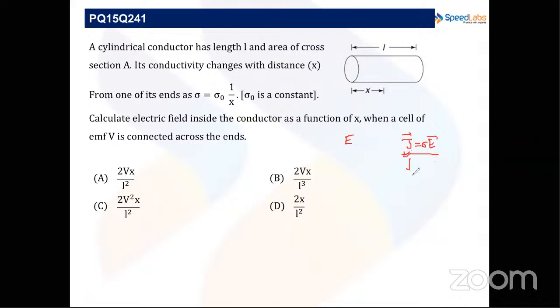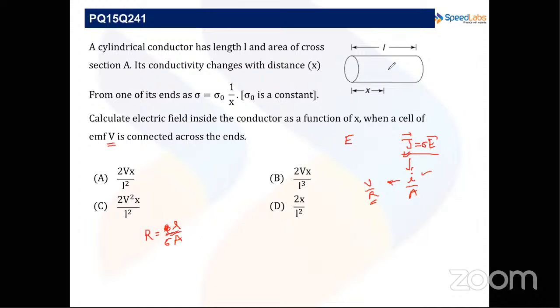J is current per unit area, so I will talk about current first, right? Current has V is equal to IR, so first let us find current. It is connected to V, so current is V by R, right? And V is fixed, so I'll talk about total resistance. Again, the formula for resistance is rho L by A. But the thing is here this rho is 1 by sigma. So this sigma is changing, right?